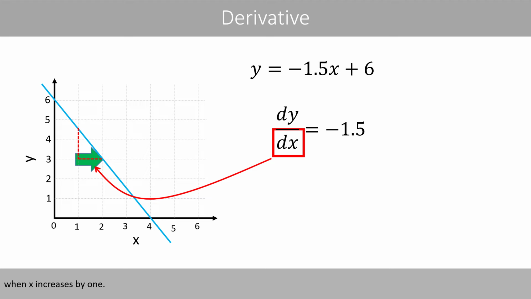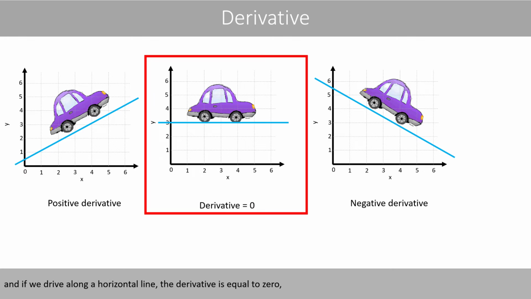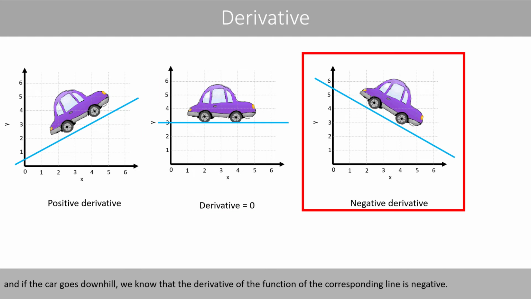Finally, the derivative of the following function is equal to negative 1.5 because y decreases by 1.5 when x increases by 1. To summarize, if we drive uphill along the line, the function will have a positive derivative. And if we drive along a horizontal line, the derivative is equal to 0. And if the car goes downhill, we know that the derivative of the function of the corresponding line is negative.